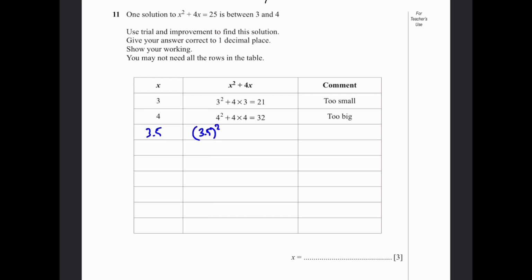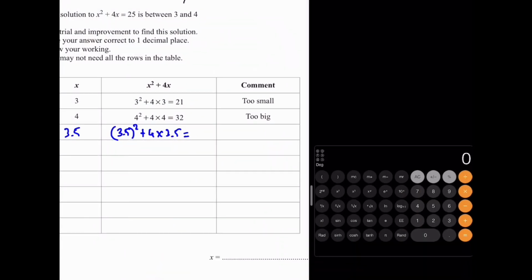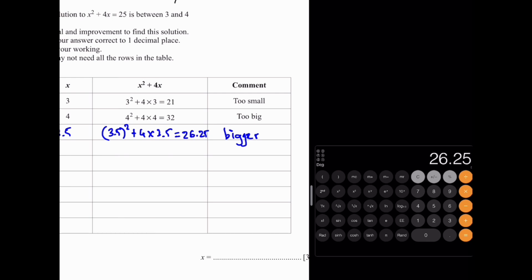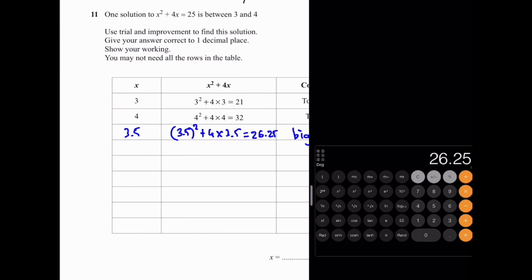3.5 squared plus 4 into 3.5. And now let's use a calculator. 3.5 squared plus 4 into 3.5. And that is equal to 26.25. And we can write that. And this is bigger, just slightly, not too big this time. And 26.25, so we need to get a lesser number.